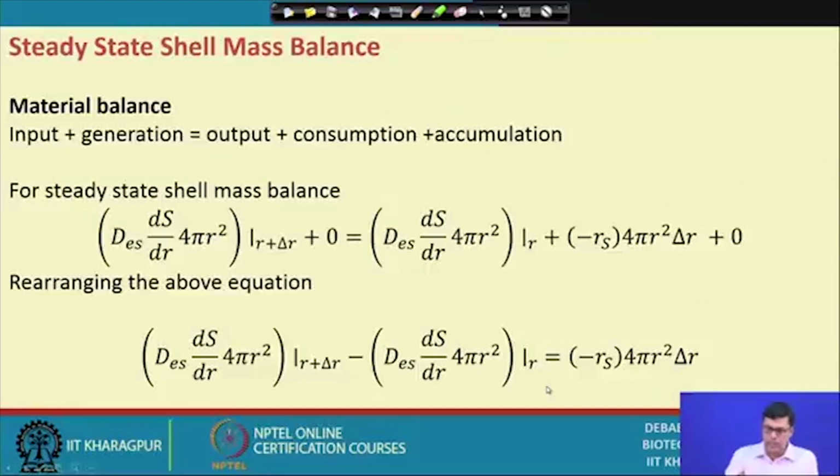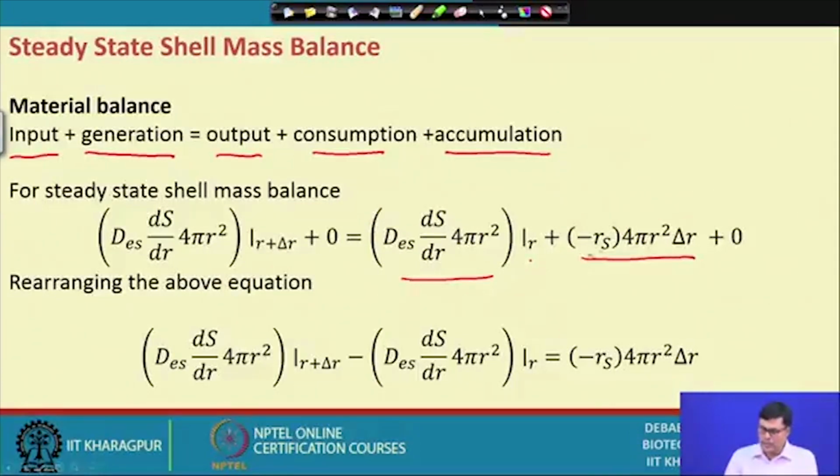Then what equation do we have? During reactor analysis we use the material balance equation: rate of input plus generation equals output plus consumption plus accumulation. Now, what is the rate of input? This is D_es dS by dr times 4 pi r squared at r plus del r. No substrate generation takes place, so that is equal to 0. The output is at r. Then the rate of reaction is minus R times 4 pi r squared del r, and the rate of accumulation should be equal to 0. Then we will finally reach this equation.